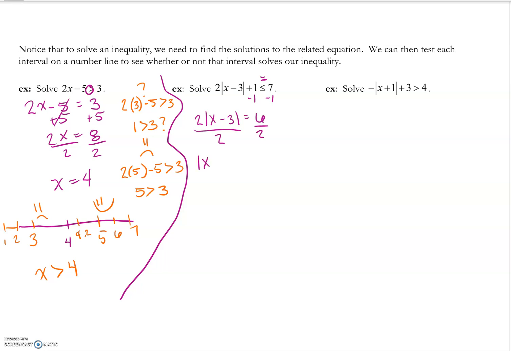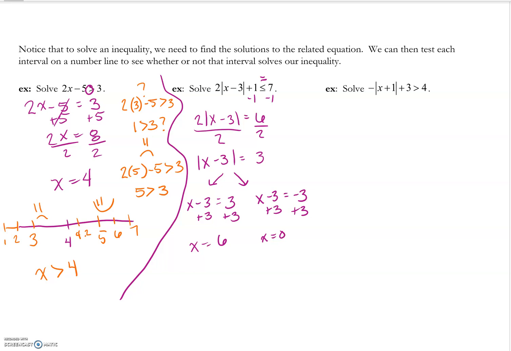and get the absolute value of x minus 3 equals 3. Remembering how we solve an absolute value equation, at this point, I can make my two separate equations. x minus 3 equals positive 3, and x minus 3 equals negative 3. I'll add 3 on each side to each equation, and I get x equals 6 and x equals 0.